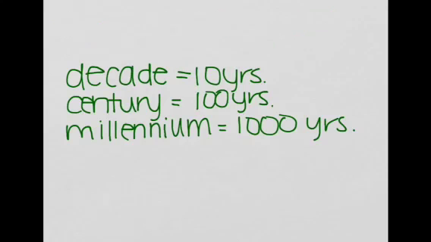Simple enough. And then here's some more vocabulary. A decade is equal to 10 years. A century is equal to 100 years. And a millennium is equal to 1,000 years.